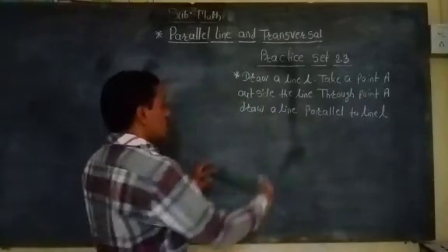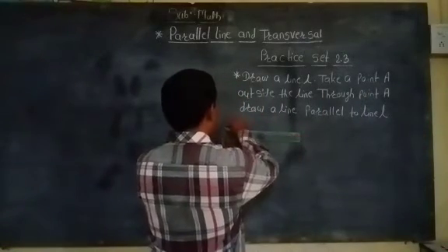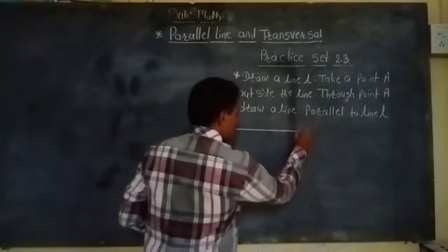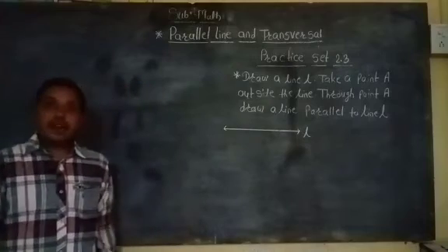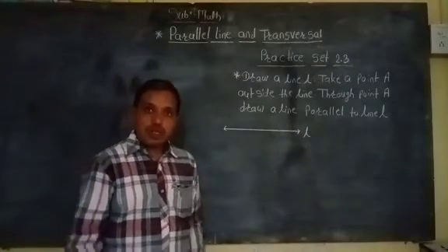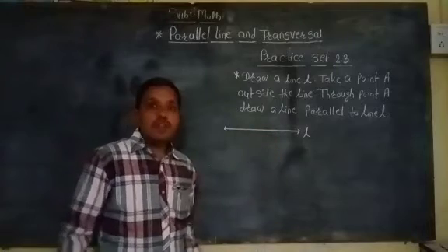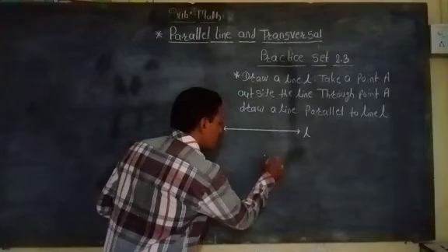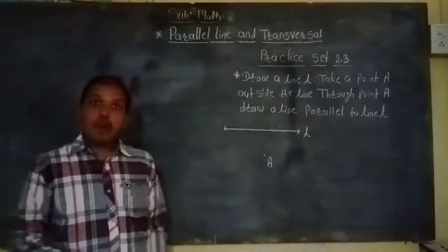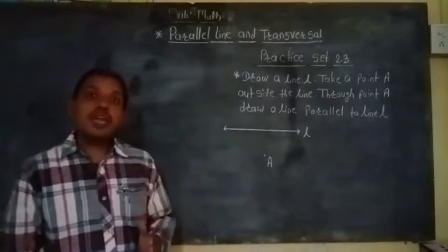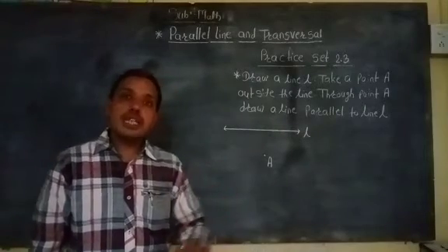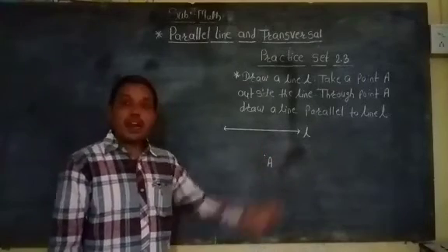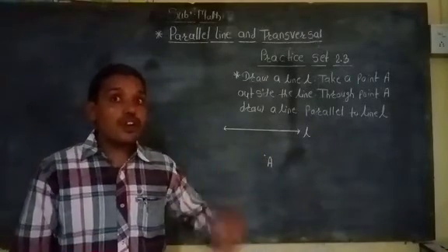You have drawn a simple line L. So this is the line L, and you take a point A outside the line. That means you can take the point A anywhere, say below the line L. Through that point A we can draw infinitely many lines, but which line is parallel to line L? We can never say confidently.